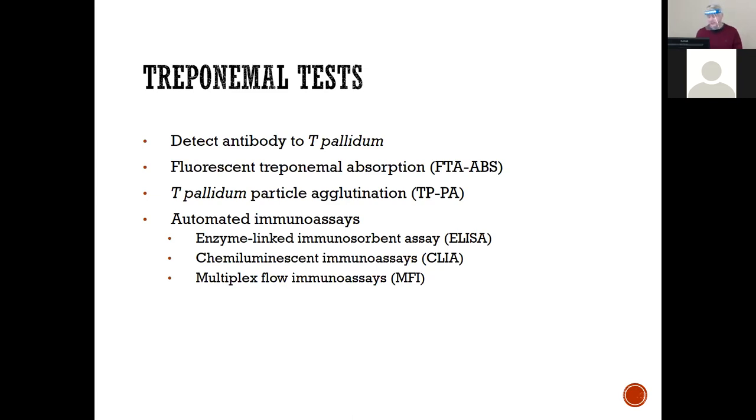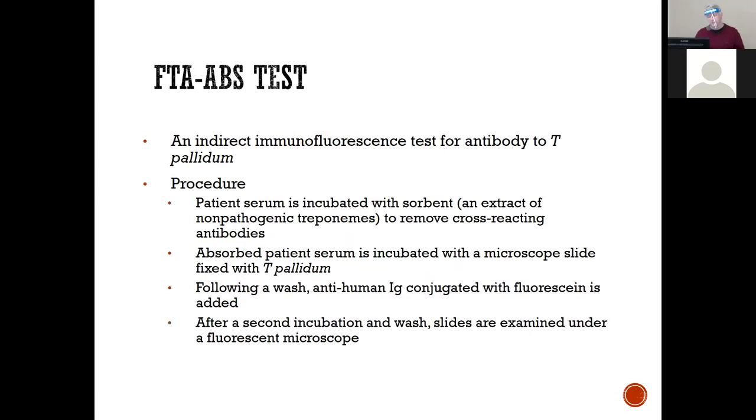chemiluminescent immunoassays, and that's not CLIA. That's not the 1988 CLIA inspection. That's chemiluminescent immunoassay. Don't get those confused. I hate when we use acronyms that are exactly the same for something else. Multiplex flow immunoassays is our last step for automated. But the big thing is to know that we can not only do a screen, but we have to move on to actually confirming it with treponemal tests.